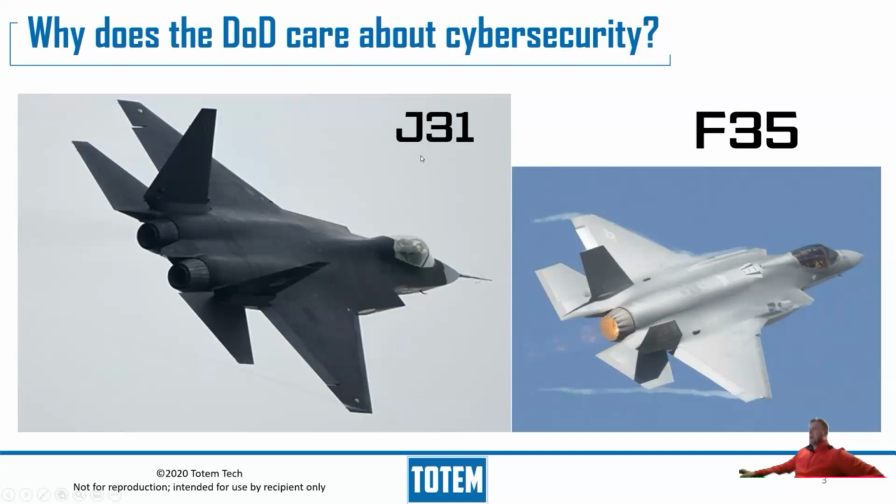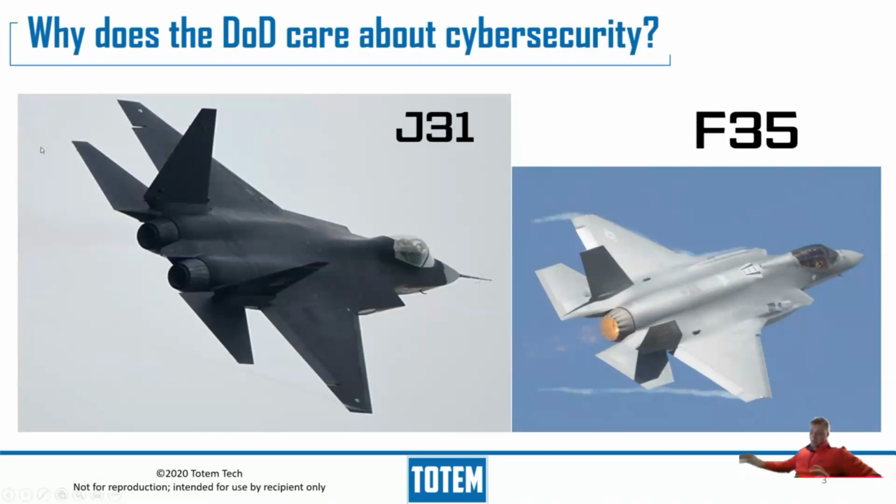Just to give you an example, the F-35 costs around $100 million for Lockheed Martin to produce, whereas the J-31, the copycat of this F-35, costs about $10 million to produce. So obviously there is a huge difference there. And our foreign adversaries are not attacking Lockheed Martin specifically. They are attacking the supply chain. They're attacking the little guys.